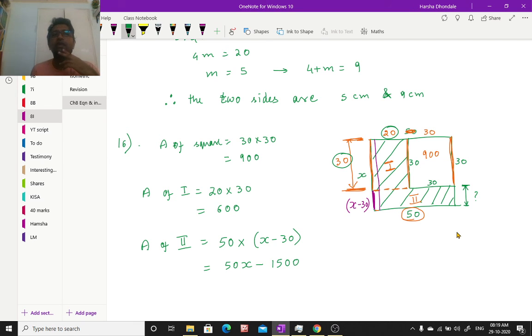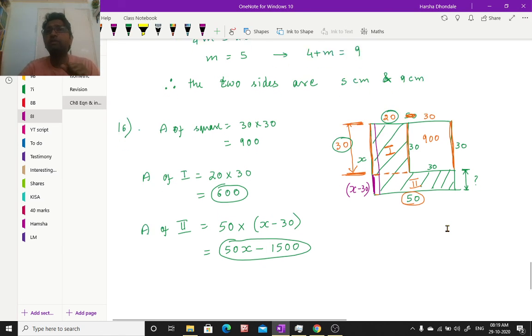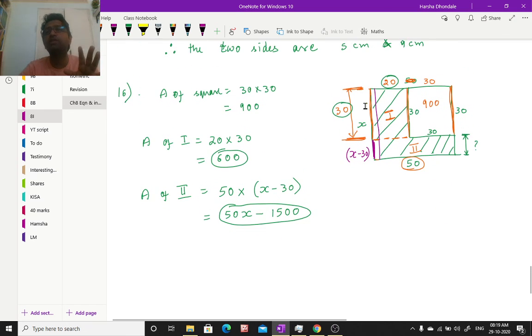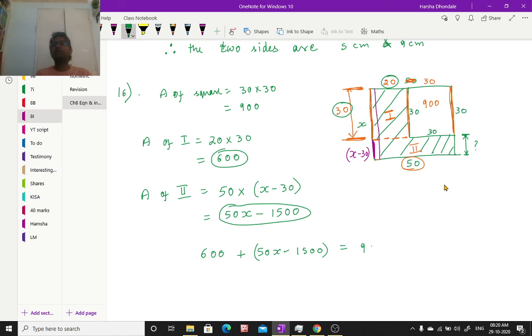Now I add area of 1 and area of 2, and that will be equal to the area of the square. Why? Because it's given in the question: part 1 and part 2 together is the L shape, and the area of the L shape is equal to the area of the square. So 600 plus 50x minus 1500 equals the area of the square, which is 900.